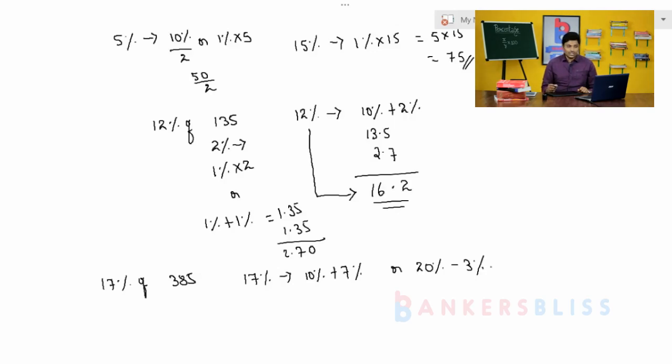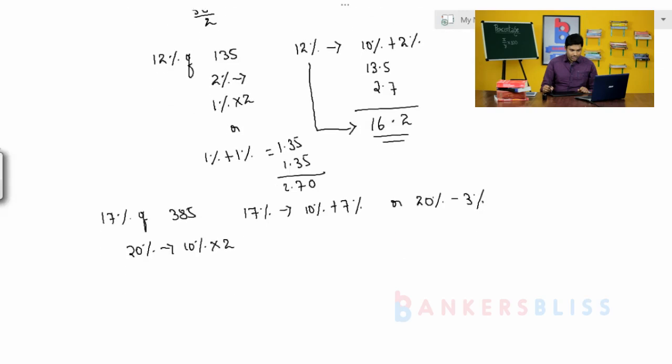So 20% minus 3%. How to calculate 20%? 10% into 2. Next, what is 10%? 10% means 38.5. So into 2, how much you are going to get? 0.5 into 2, 10. 8 twos are 16 plus 1, 17. 1 carry, 2 threes are 6 plus 1, 77. So 20% is 77, minus 3% you have to calculate.